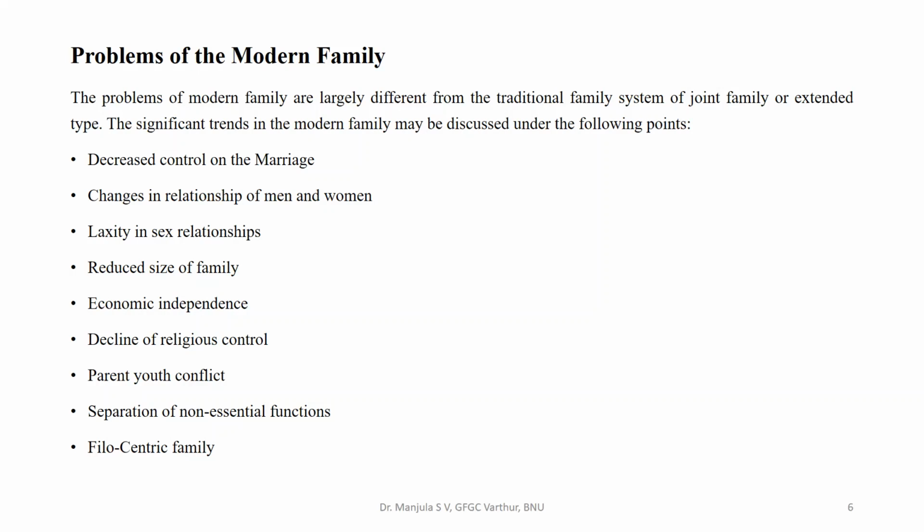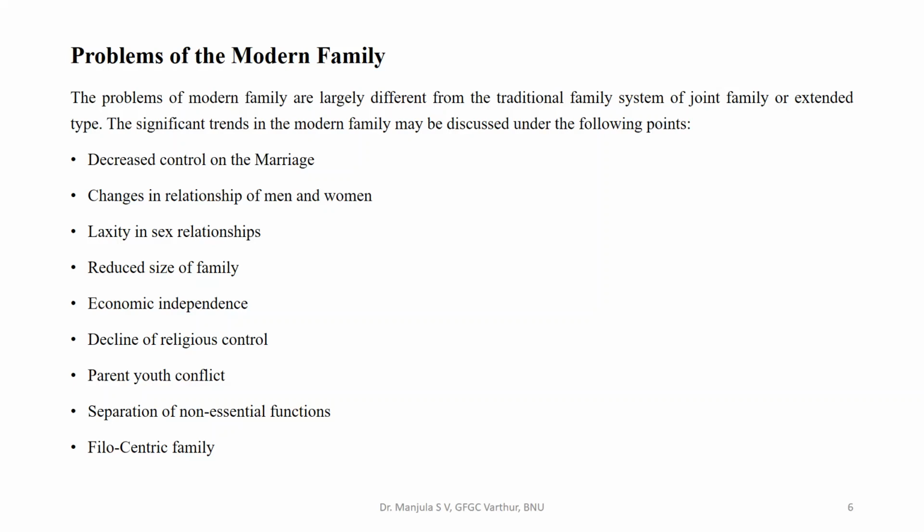Firstly, we can say that there is decreased control on marriage. Marriage is the basis of the family. In the traditional family, the marriage was settled by the parents. The marriage ceremony was based on the principle of male dominance and female obedience. But in the modern family, people are less subject to parental control regarding marital affairs. The marriage is now settled by the partners themselves. The children are selecting their partners and later on they are informing their parents. But it was not so in the joint family or the traditional families.